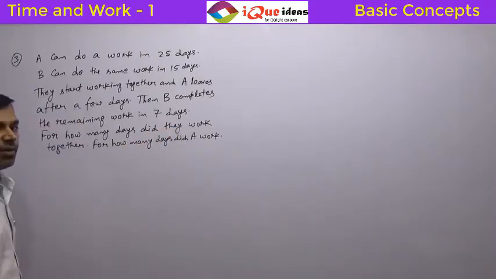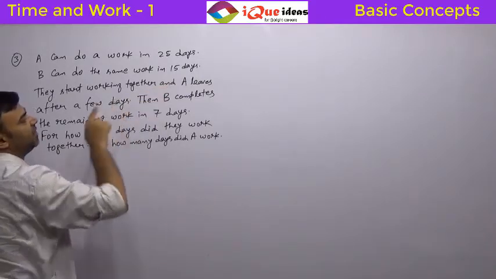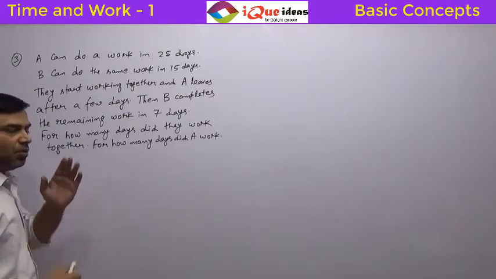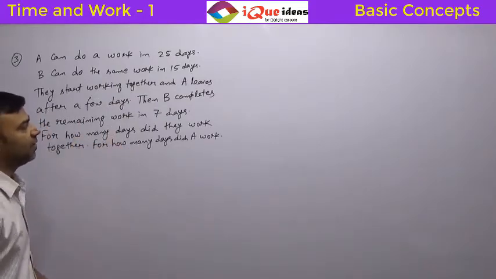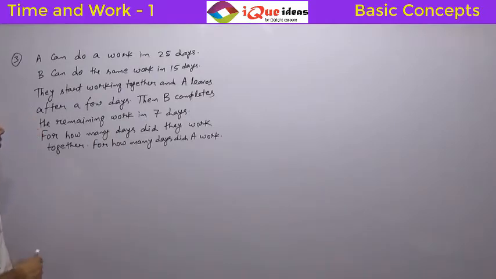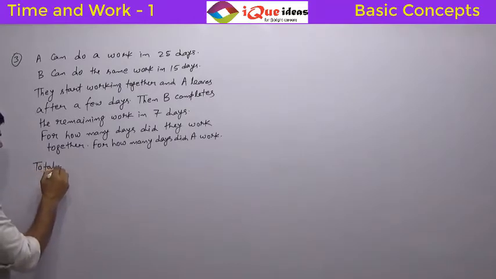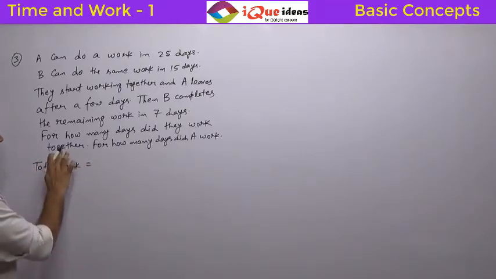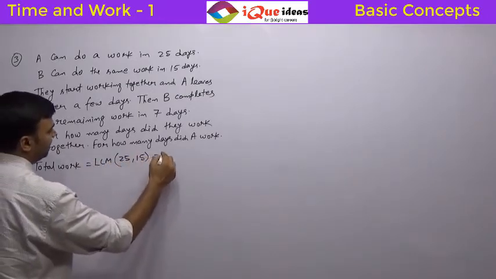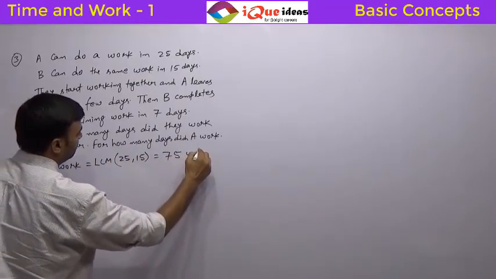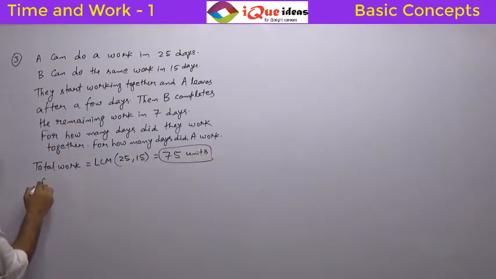Now here we cannot apply the formula because there is a break here. A is leaving in between. Remember, the formula is applicable only when they work from start to finish. So in this case, we cannot apply the formula to find the total time. So what should we do? Same, we follow the LCM method. Let's assume the total work to be the LCM of the times, that is 25 and 15, which is 75, and let's put the word units. That means the speed of A can be calculated straight away. Now what does A do?